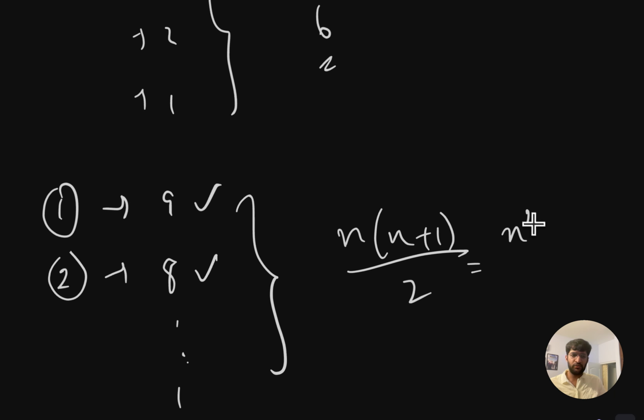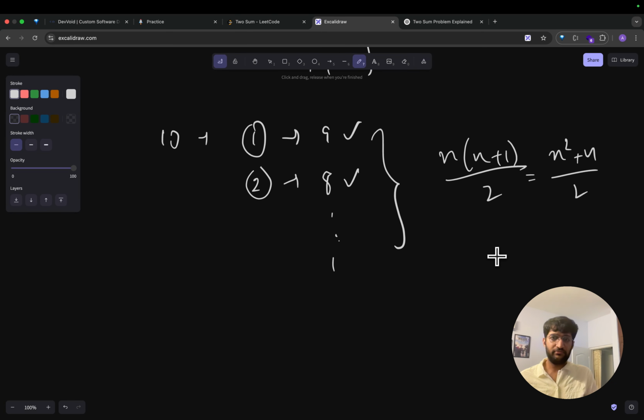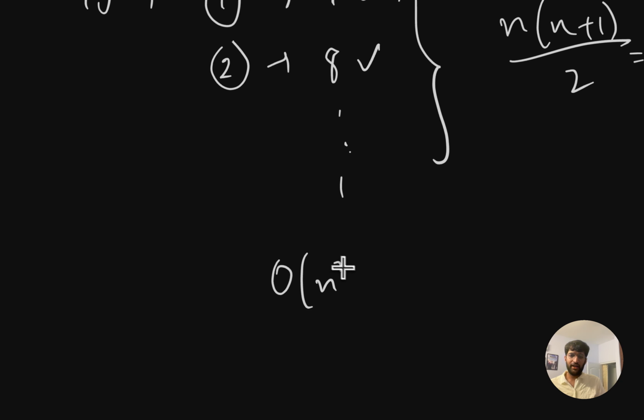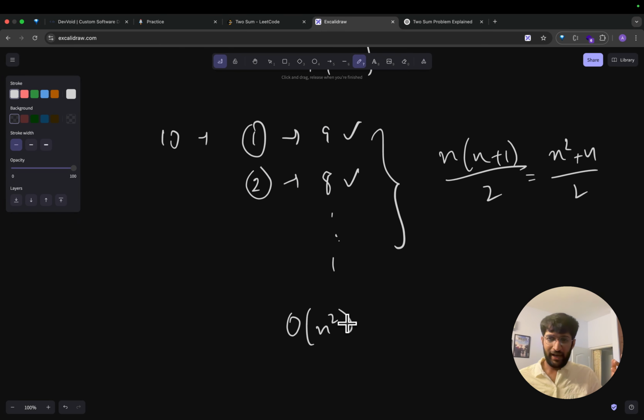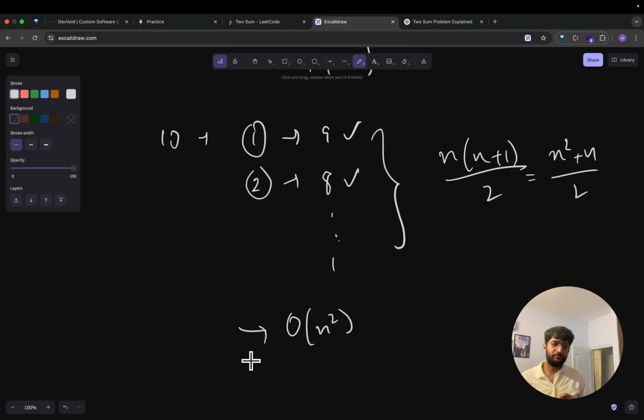Which, if you open up, becomes n square plus n by 2. Which, as we discussed, I believe in one of the previous episodes, ends up being O of n square, because that's the biggest term. For n equal to 10 power 10, n square becomes 10 power insane values, right? Versus n, which is just 10 power 10. So the biggest factor for time is n square. That is why our time complexity is O of n square. Okay? That is our time complexity.